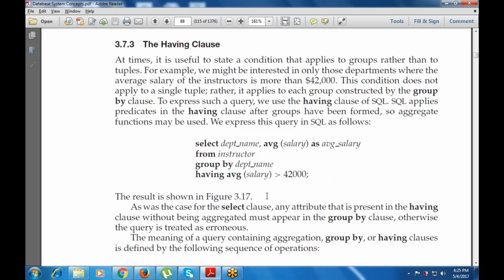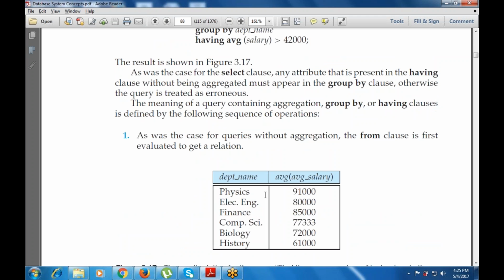So as was the case for the select clause, any attribute that is present in the having clause without being aggregated must appear in the group by clause. Otherwise, the query is treated as erroneous. And the meaning of a query containing aggregation, group by, or having clauses is defined by a sequence of operations. These are various examples of queries that include group by and the having clause, defined by the following sequence of operations.